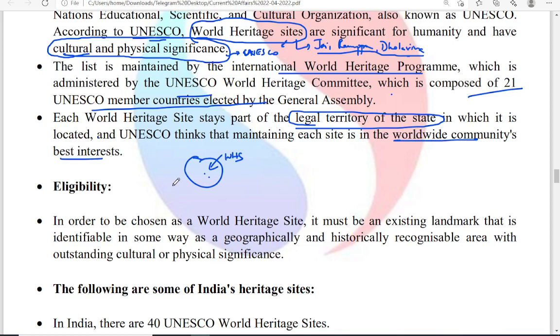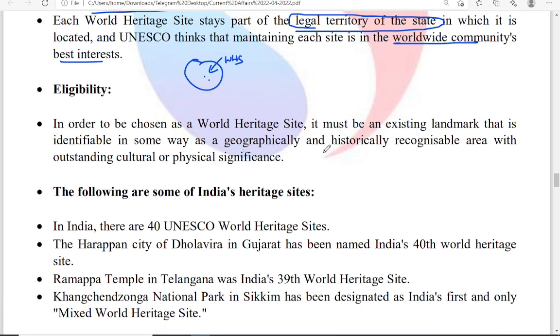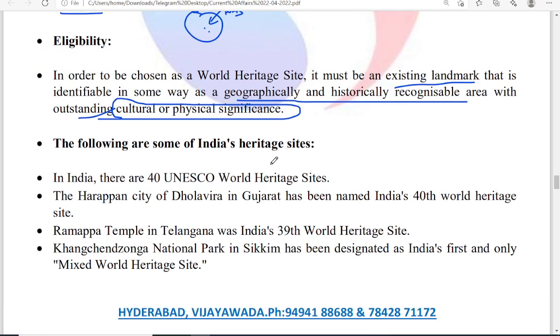So what is the eligibility to become a World Heritage Site? First of all, it must be an existing landmark that is identifiable, and it must have cultural and physical significance. It has to be a geographically and historically recognizable area. Outstanding cultural and physical significance must be there. This is how World Heritage Sites are recognized based on these conditions.